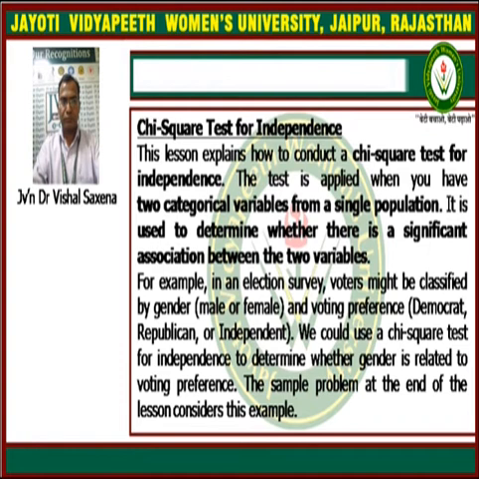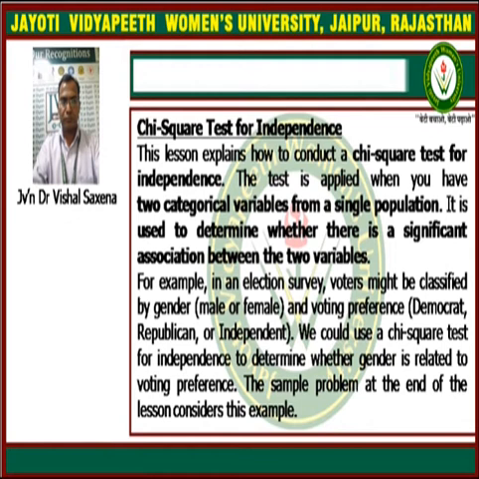This can be understood with an example. In an election survey, voters might be classified by gender, meaning male or female, and voting preference, meaning Democrat, Republican or Independent. So we could use a chi-square test for independence to determine whether gender is related to the voting preference or not. Meaning we have two different variables. One is gender and the second is voting preference.